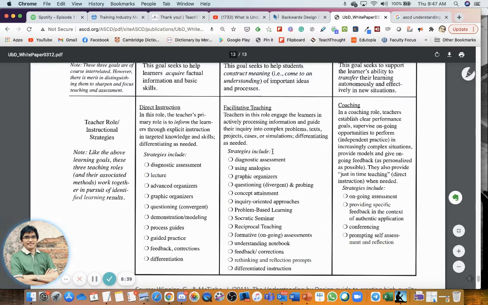And the strategies include diagnostic assessment, using analogies, graphic organizers, questioning, concept attainment, inquiry-oriented approaches, problem-based learning, Socratic seminar, reciprocal teaching, formative assessment for ongoing assessment, understanding notebook, feedback, correction, rethinking and reflection prompts, and differentiated instruction. Each one of these is elaborated with a lot of examples in their book.